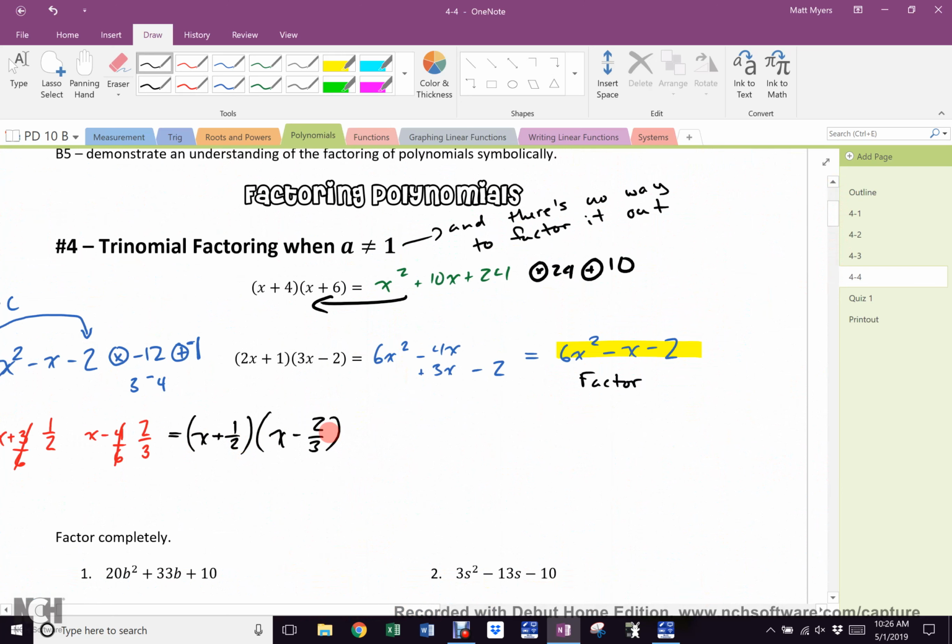So here, I need to get rid of these fractions, yeah? I could get rid of them by multiplying this side by what? 2. And multiplying this side by what? 3. Then what would I get here? 2x plus 1. And what would I get here? 3x minus 2. There's the answer. Now, hopefully you saw a handy little shortcut.